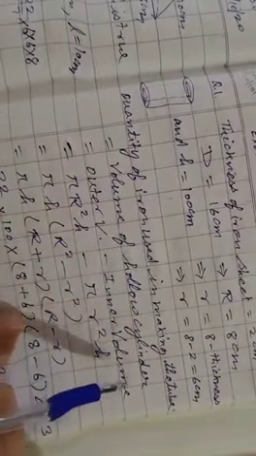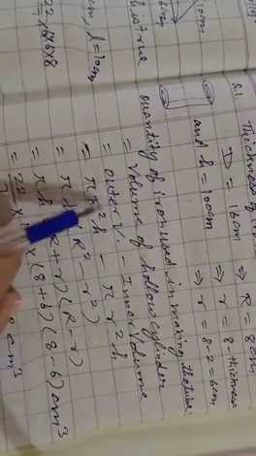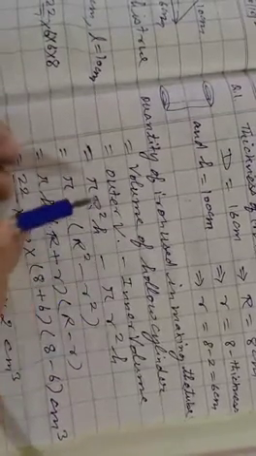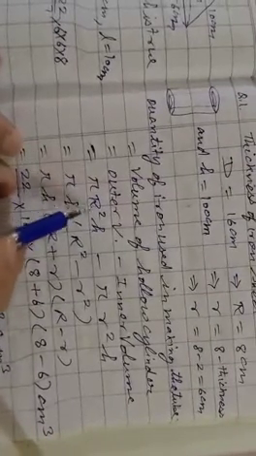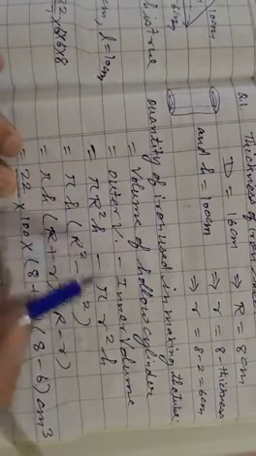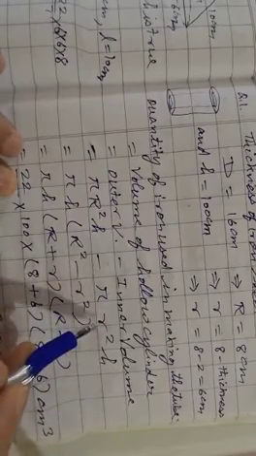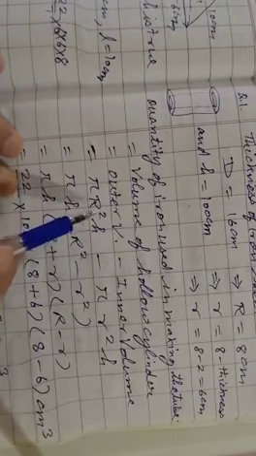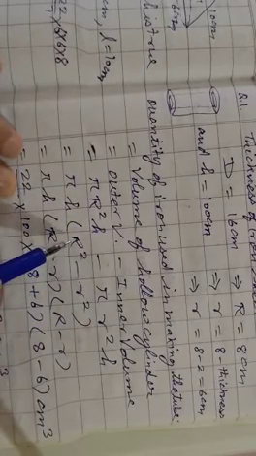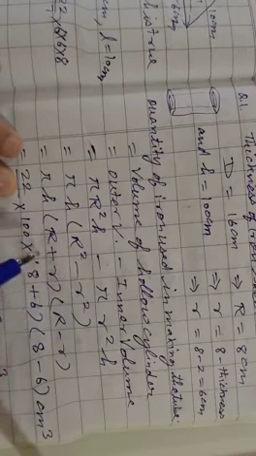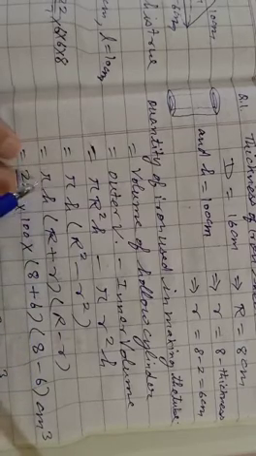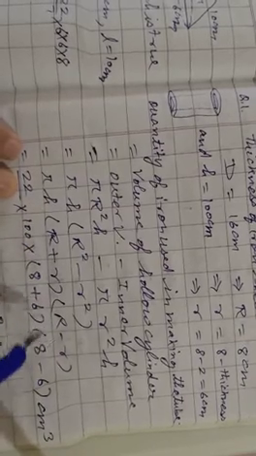The quantity of iron used in making the tube is the volume of the hollow cylinder. Volume of hollow cylinder is equal to outer volume of cylinder minus inner volume of cylinder. Outer volume is pi capital R square h, h is height, and inner volume is pi small r square h. Now take pi h common from both terms, we get R square minus r square. Using the formula a square minus b square equals a plus b into a minus b, we write pi h bracket R plus r, R minus r.